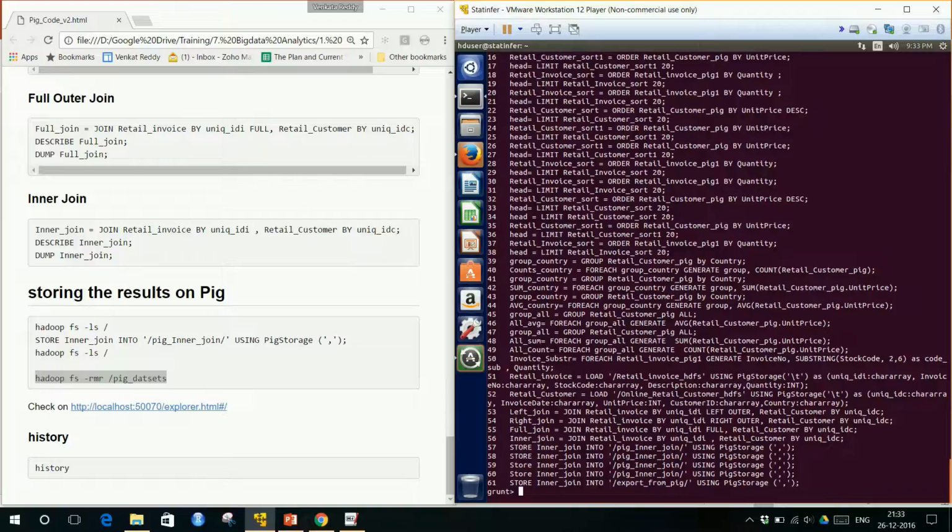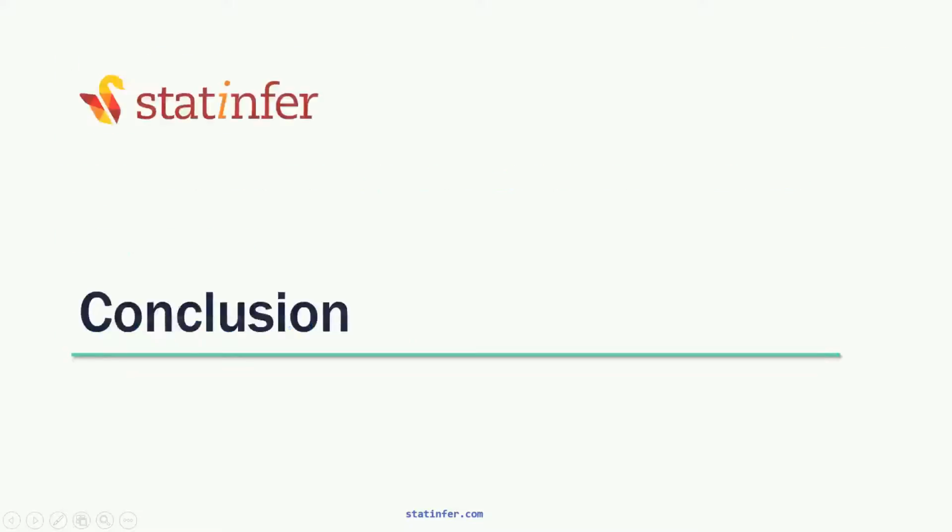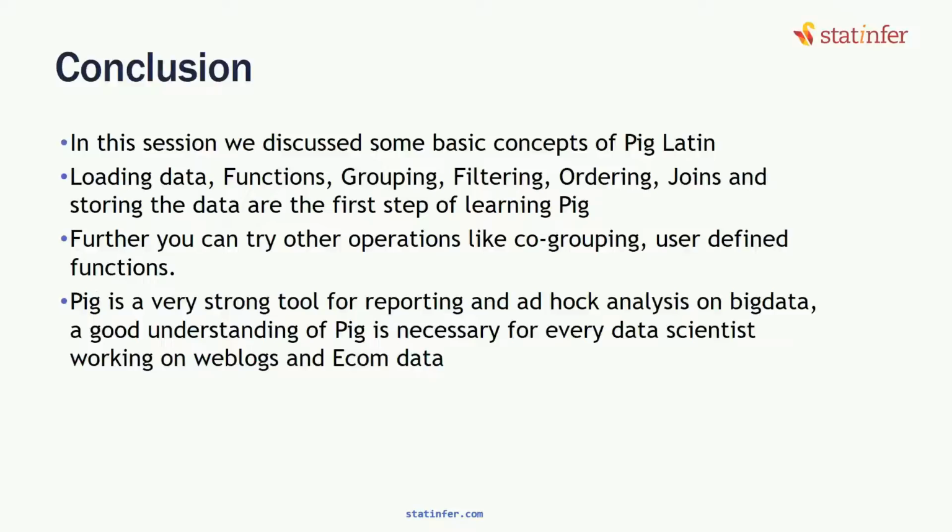So this is about Pig. We have seen some of the most useful functions, some of the most useful data operators within Pig. In this session we discussed the basic concepts of Pig. This is not really an advanced level training on Pig. This is just the first time you are working on Pig. What are the basics that you should know? How to load the data, how to use functions, what is grouping, what is filtering, how to do sorting, how to do querying, how to do joins, how to store the data, how to export the data out of Pig. These are the first steps if you are learning Pig.